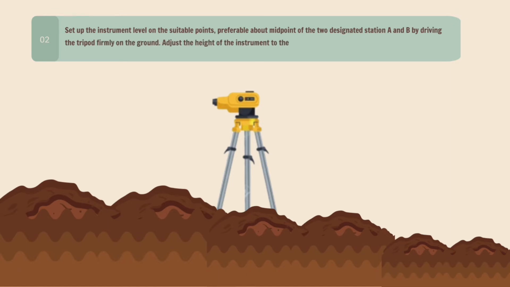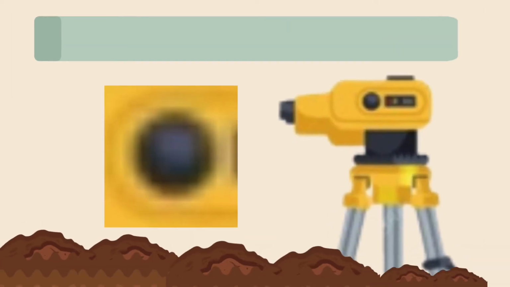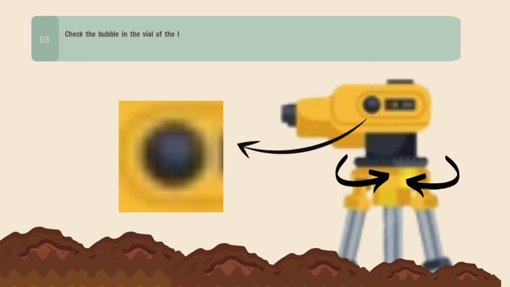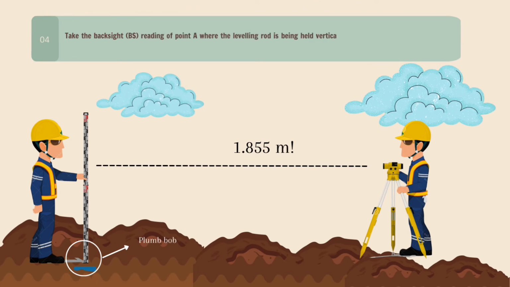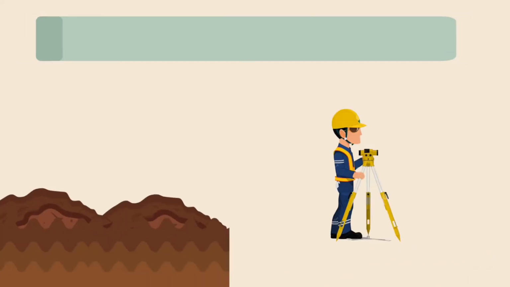Adjust the height of the instrument to the convenient level of the instrument man through the tripod leg locks. Check the bubble in the vial of the level if it is in the center. If not, adjust the screws by rotating clockwise or counterclockwise. Take the backsight reading of point A where the leveling rod is being held vertical with the aid of a plumb bob. The reading must be done up to the accuracy of a millimeter or 1,000th of a meter.